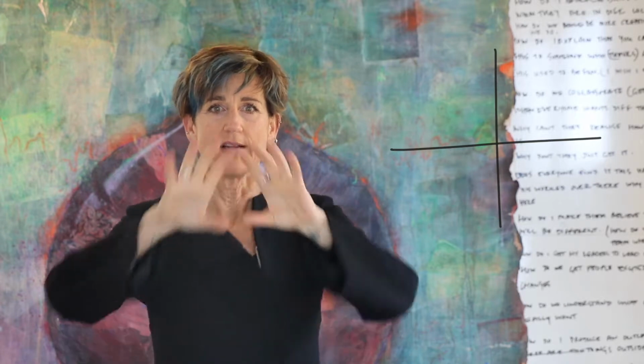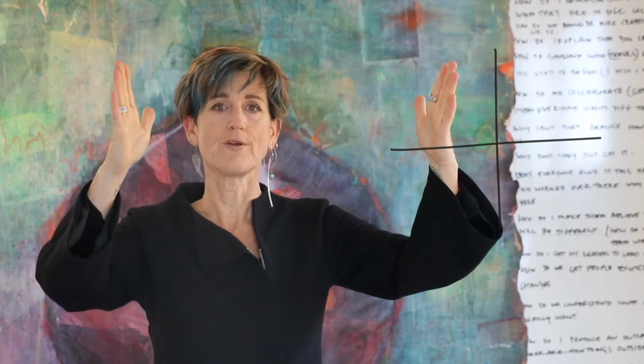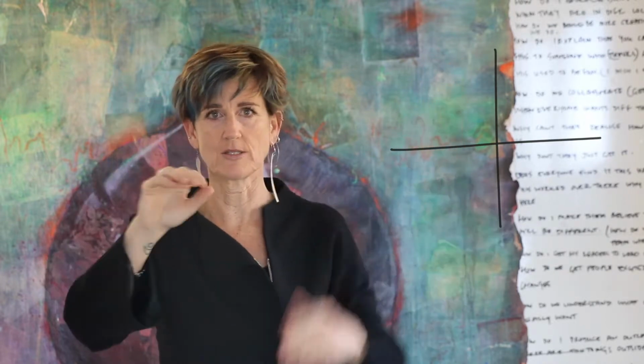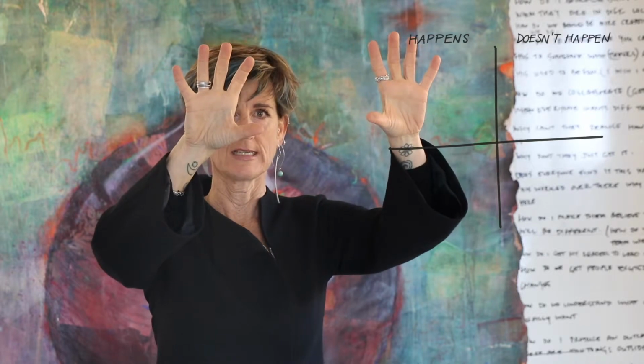So what you need is a really classic 2x2 matrix. And what we have here in the top line is whether or not a project goes ahead, or whether something happens or doesn't happen. So you've got in quadrant 1 that it happens and in quadrant 2 that it doesn't happen.